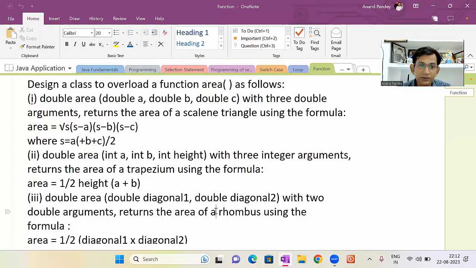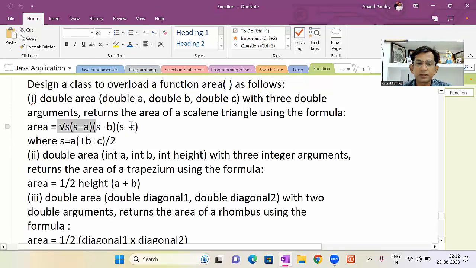Here it is given to calculate the area of different shapes. It may be anything, 3 options, 2 options. It may be anything from your syllabus. So let's start this program. See the first program. Double area, double A, double B, double C with 3 double arguments. You can see it has 3 double arguments. Returns the area of a scalene triangle using the formula.